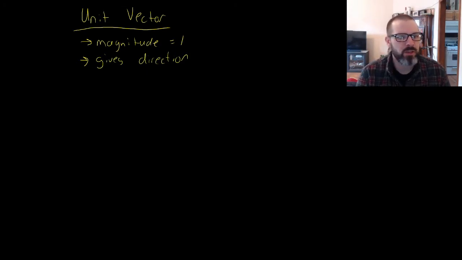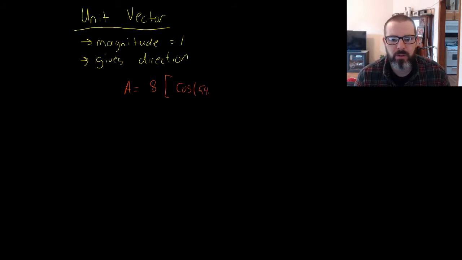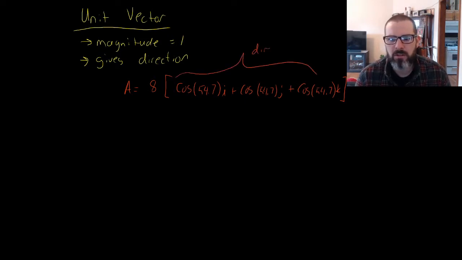So let's say we start out and we have a vector A. A is equal to 8 times the cosine of 54.7 I plus cosine of 54.7 J plus cosine of 54.7 K. So the bracketed quantity gives us direction, and the 8 gives us a magnitude.